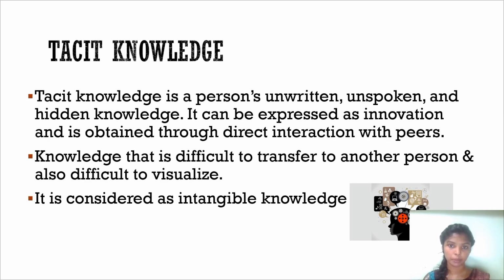Next one is tacit knowledge. Tacit knowledge is a person's unwritten, unspoken, and hidden knowledge. It can be expressed as innovation and is obtained through direct interaction with peers.